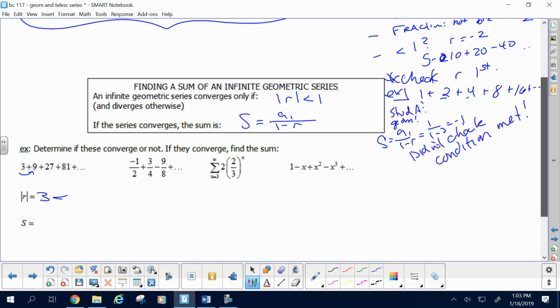So, for example, this bad boy, you know that R is, what's R? 3. That's not less than 1. So this series, this S stands for the infinite series, diverges. It is an infinite sum. It fails to converge. Don't even try to use the formula. It's not applicable.